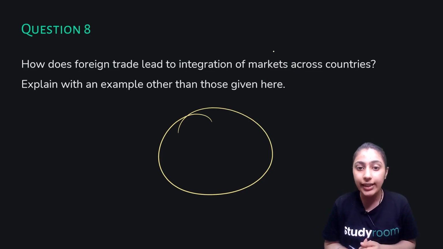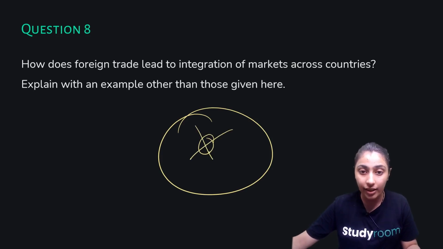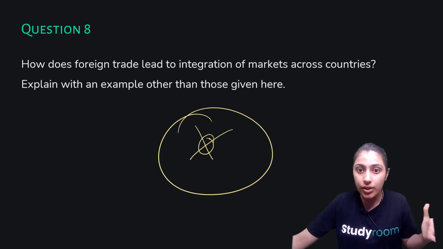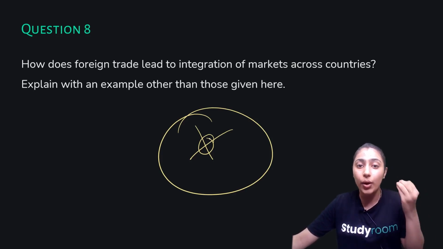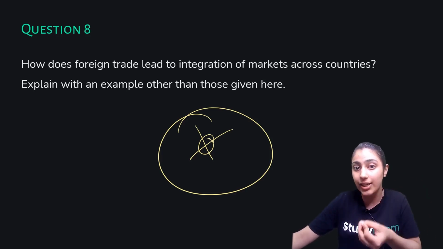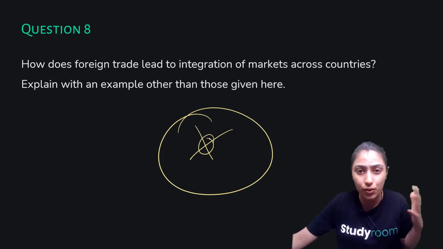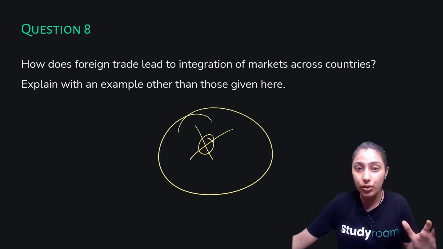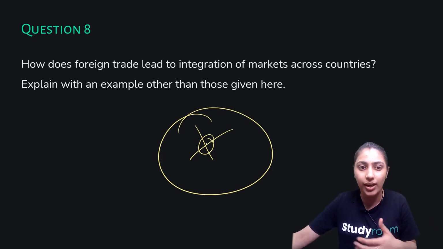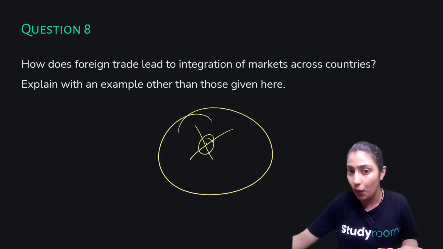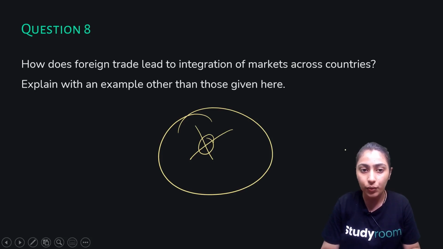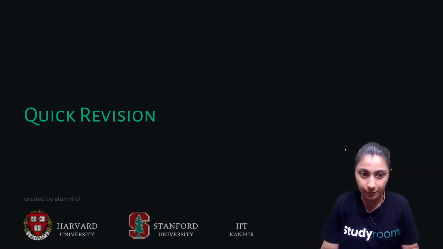So all of this you need to tell in order to portray how foreign trade leads to integration, which I again reiterate means combining markets across the country. Chinese toys came to India, Indian garments went to other countries, not just China. So you have to portray all of this with an example. Since it's just an example, you can take any commodity you like. So moving forward to revision.